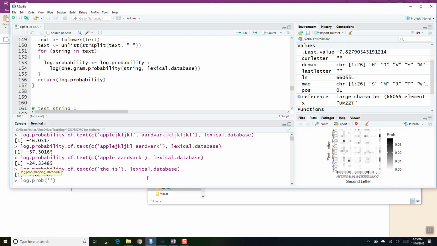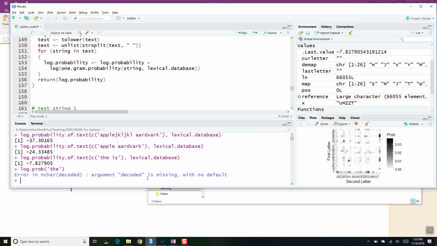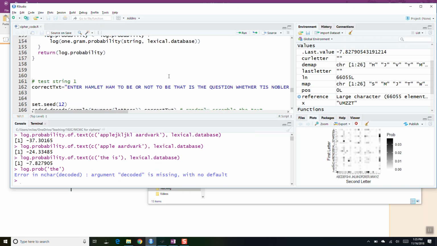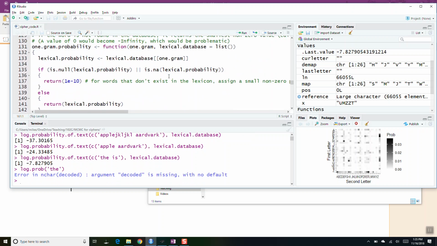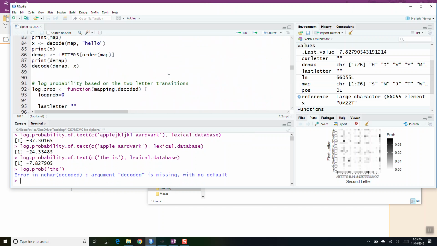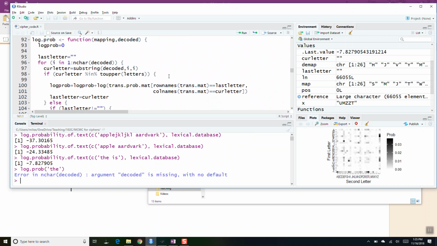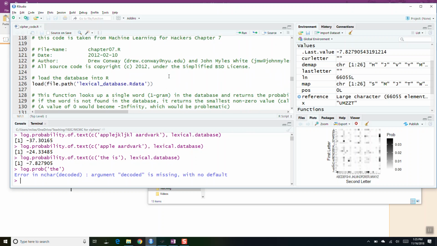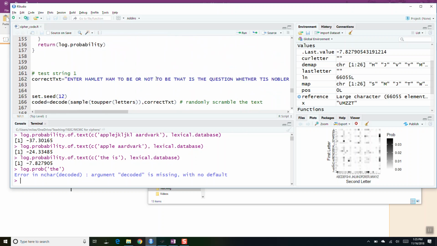Okay. So words like the, I think it requires the decoded thing. Okay, so I don't feel like messing with it, but basically it says that.